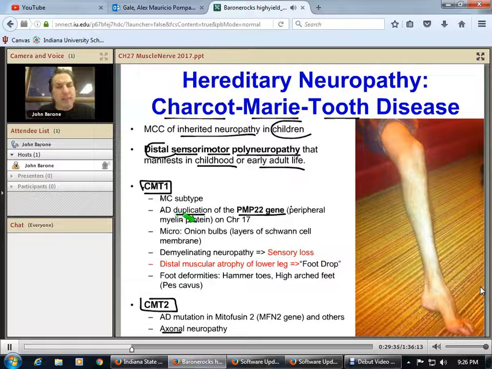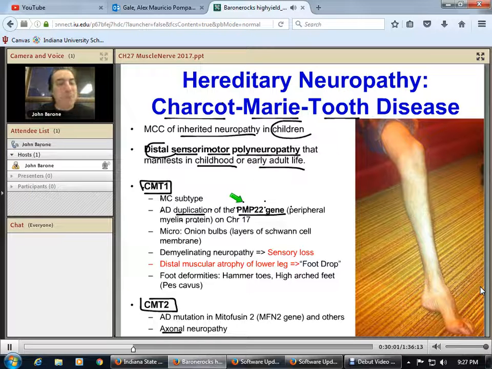What does PMP stand for? Peripheral myelin protein. Oh, the myelin. So it's a genetic mutation in myelin. Oh, neuropathy, got it. Myelin problem, got it. So I want you to remember duplications of PMP22. So I kind of think of it like pimp, a 22-year-old pimp, because it's an early adulthood, early adult.